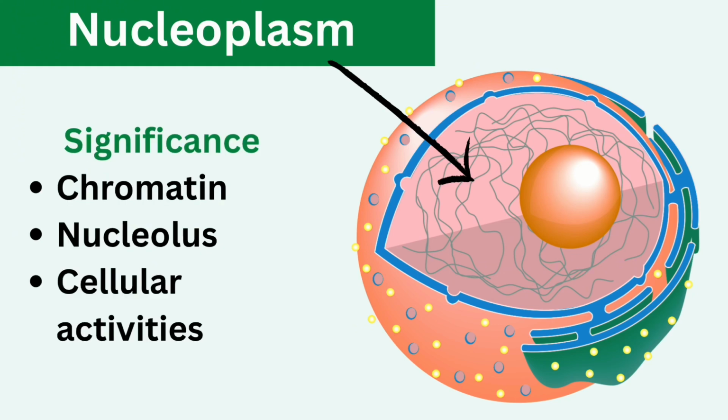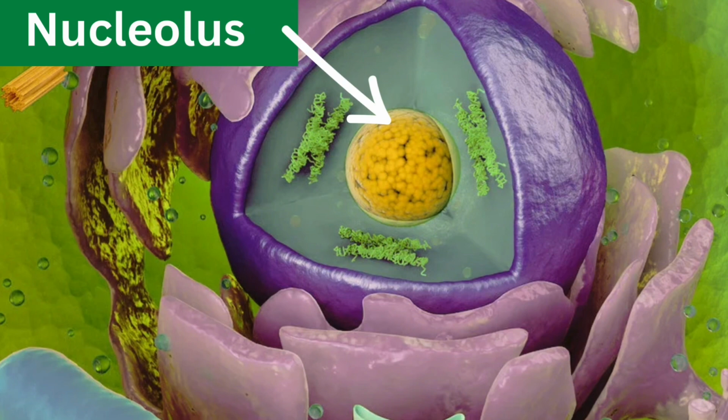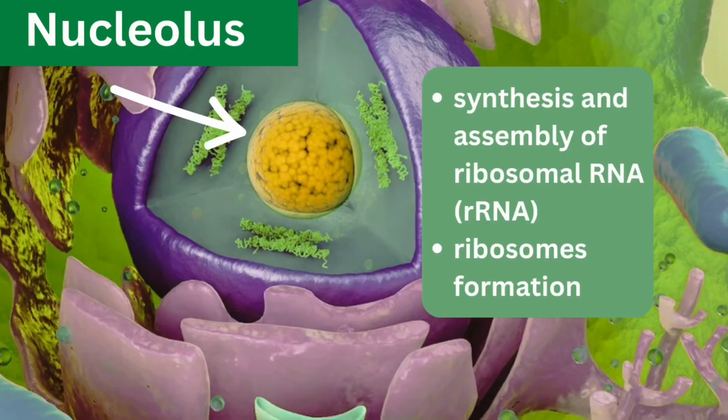Moreover, nucleoplasm participates in regulating various cellular activities by providing an environment where genetic information is stored, processed, and utilized. Let's discuss nucleolus. The nucleolus is a distinct membrane-less organelle located within the nucleus of eukaryotic cells. The nucleolus is formed through the aggregation of proteins and nucleic acids.